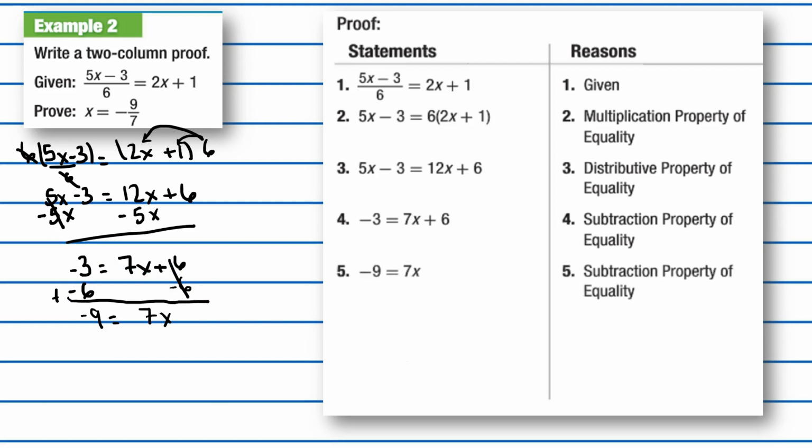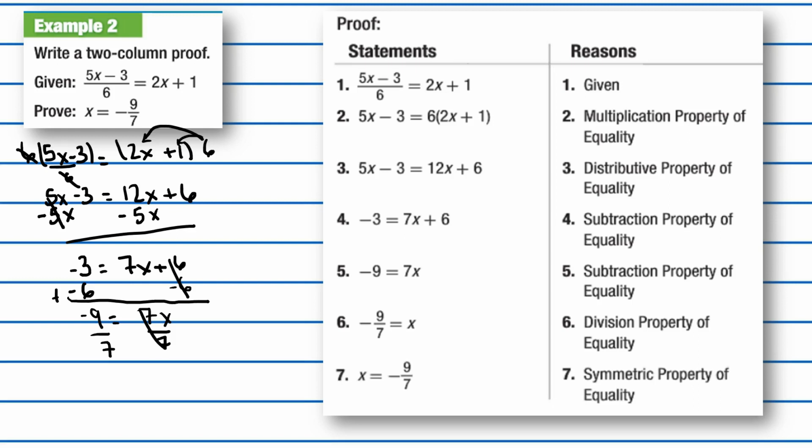So now we're at the same page. And then I want to get x by itself. So I divide both sides by 7. Well, this is the division property of equality, which will give you x is equal to negative 9/7. And last thing, because we wanted the x on the left-hand side always, x is equal to negative 9 divided by 7, which is the symmetric property of equality. And that's it.